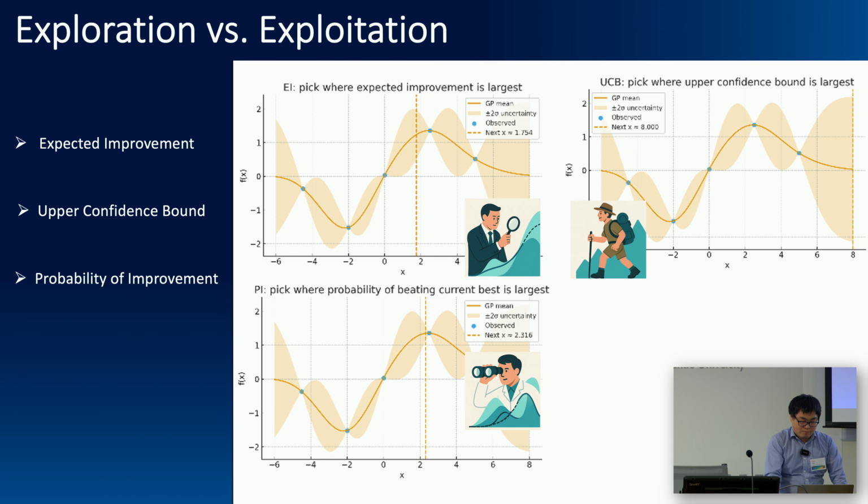Also, the probability of improvement. This is an even more rigorous or cautious, scientific way. You just want to try the place where you think the probability of the improvement is largest. So you don't care if the improvement itself is largest, but that the probability is largest.